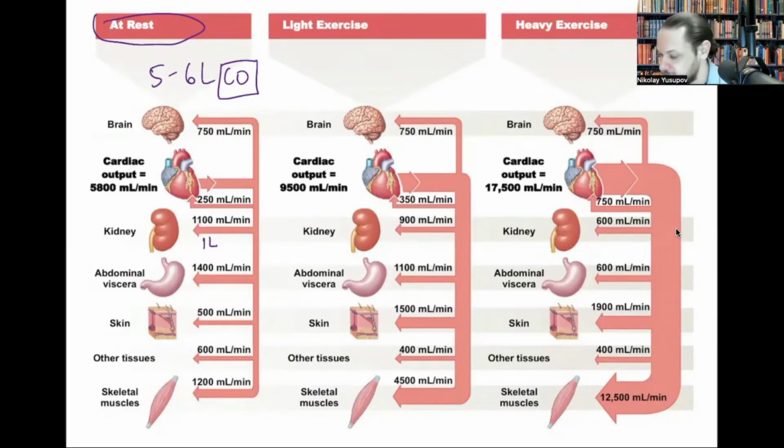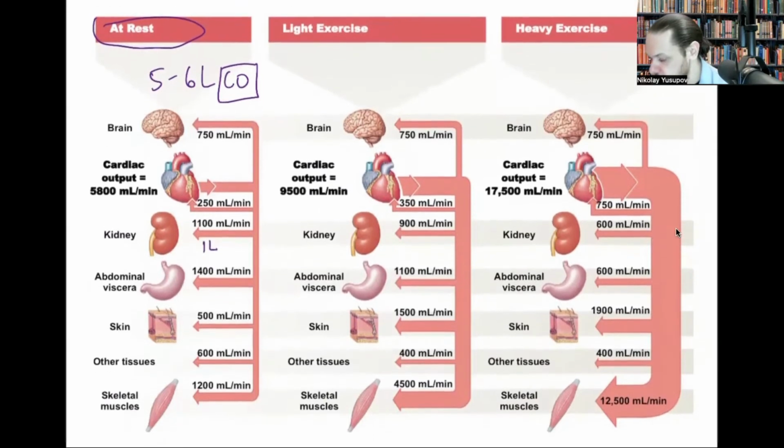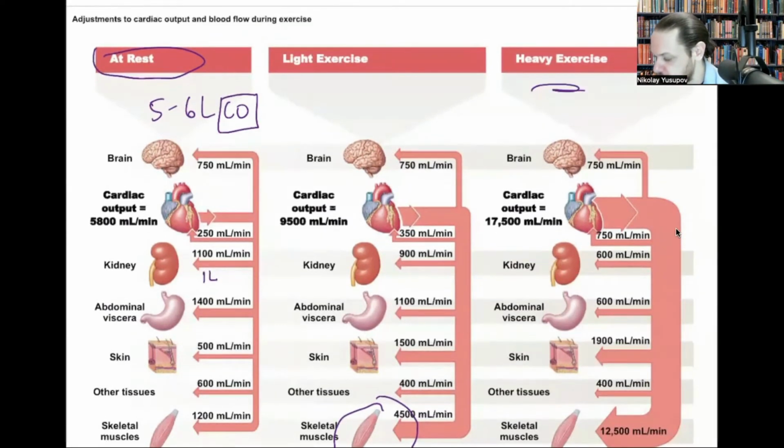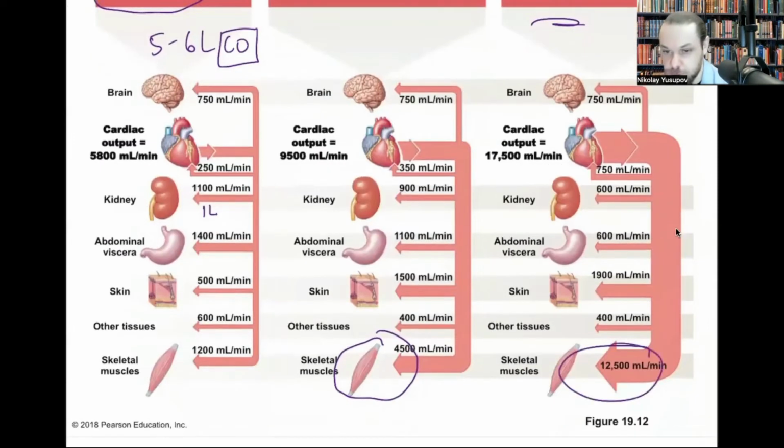In light exercise, what do you see? In a state of light exercise, more blood is going to your muscles, and we see that here. And where do you get it? Maybe you divert some of it from other locations. And here they show you heavy exercise. A lot more blood is going to your muscles because your muscles are requiring it.